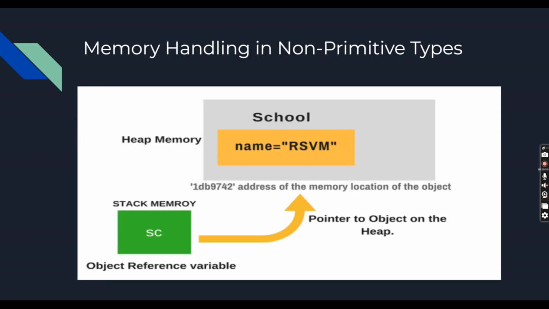Memory handling in non-primitive data types. Primitive types store values directly in memory, but non-primitive types store a reference or address where the object is located. This brings us to an important concept called heap memory. An object is stored in heap memory. Here an object is stored in heap memory and the reference in stack memory, right? When you create an object using the new keyword, Java allocates space in the heap memory and the reference to the object is stored in the stack memory.